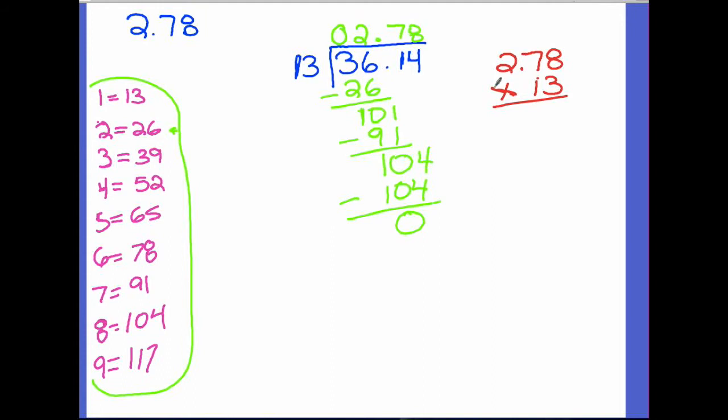Okay, so what do I do? What do I do? Multiply it. Everybody, 3 times 8 is? 24. Carry the 2. 7 times 3 is? 21. Carry the 2. 2 times 3 is?